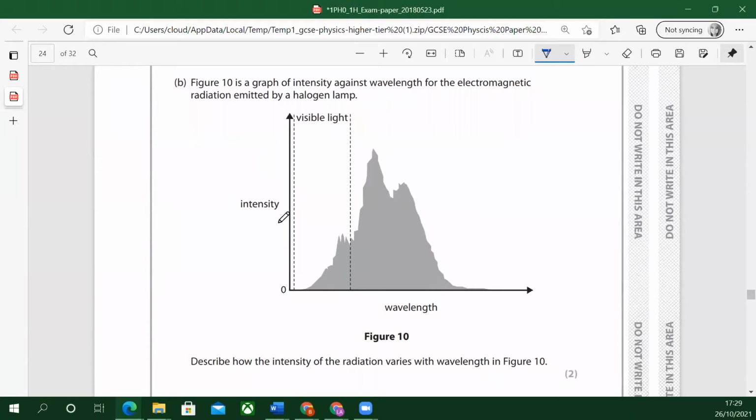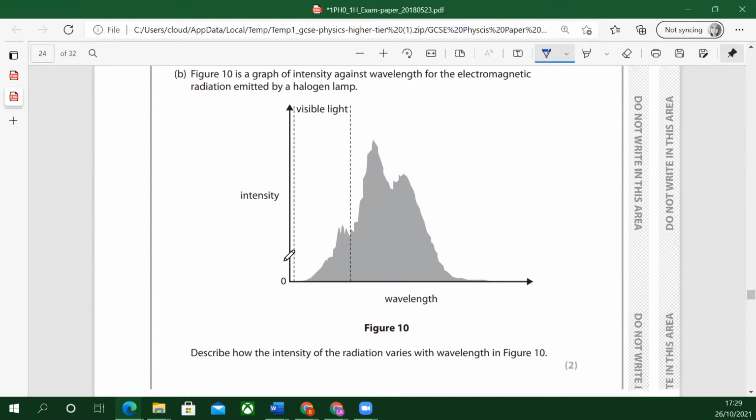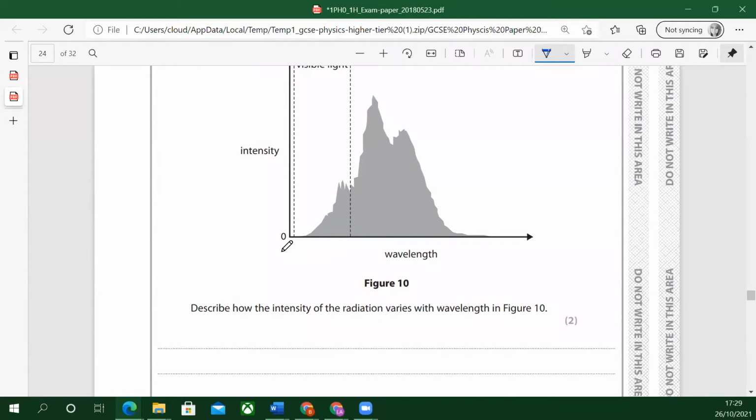Figure 10 is a graph of intensity against wavelength for the electromagnetic radiation emitted by a halogen lamp. So most of it's not in the visible. Describe how the intensity, sort of how strong the radiation is, varies with wavelength in figure 10. So the intensity has a main peak and several smaller peaks. Like a peak on a mountain.